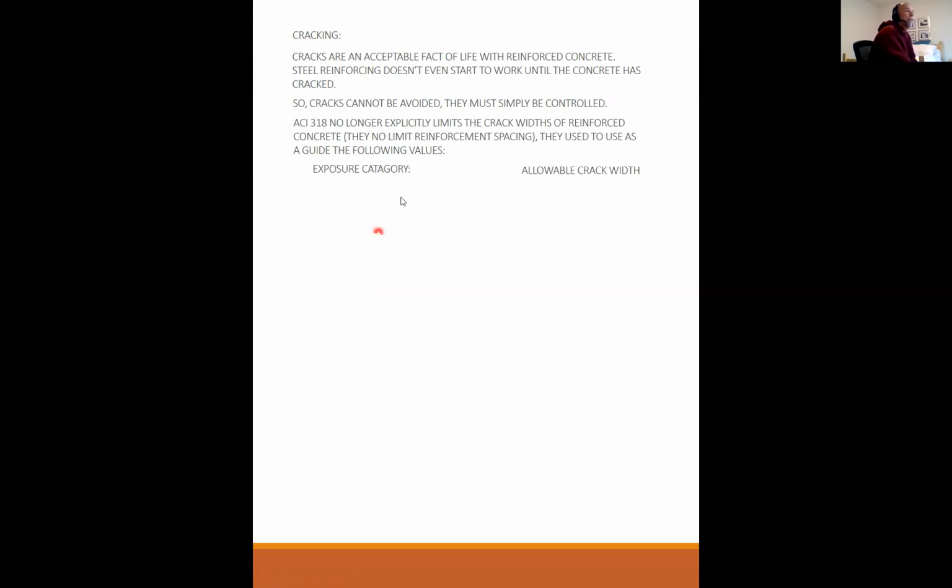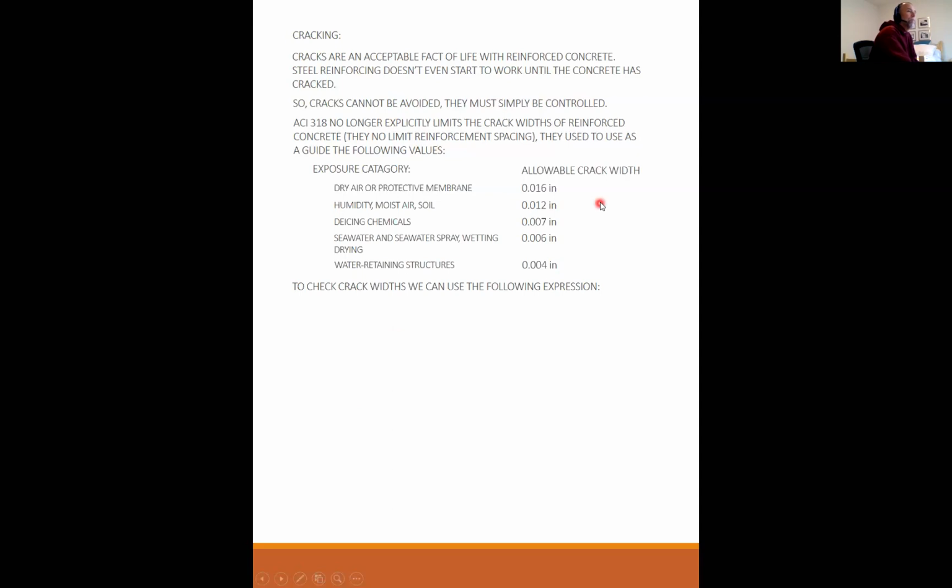For exposure category and allowable crack width: if you have dry air or a protective membrane, you can go as big as 16 thousandths of an inch. Humidity, moist air, or soil, 12 thousandths of an inch. De-icing chemicals, 7 thousandths. Seawater or seawater spray, wetting and drying, which is pretty bad, 6 thousandths. Water retaining structures, where you actually want to keep the water, 4 thousandths. So we basically still follow this to this day.